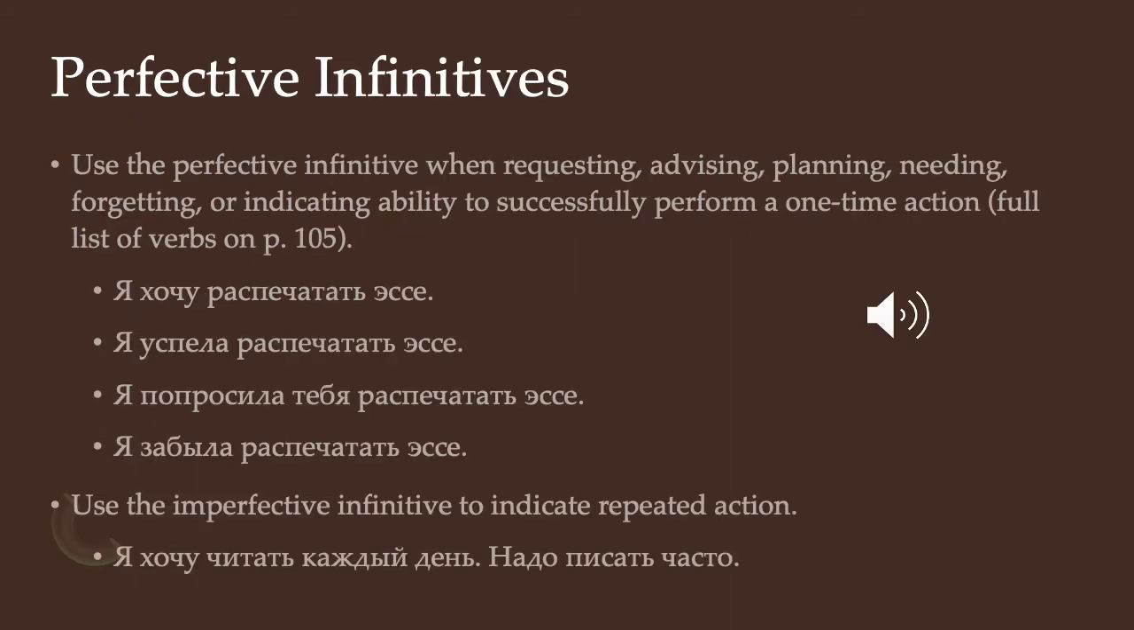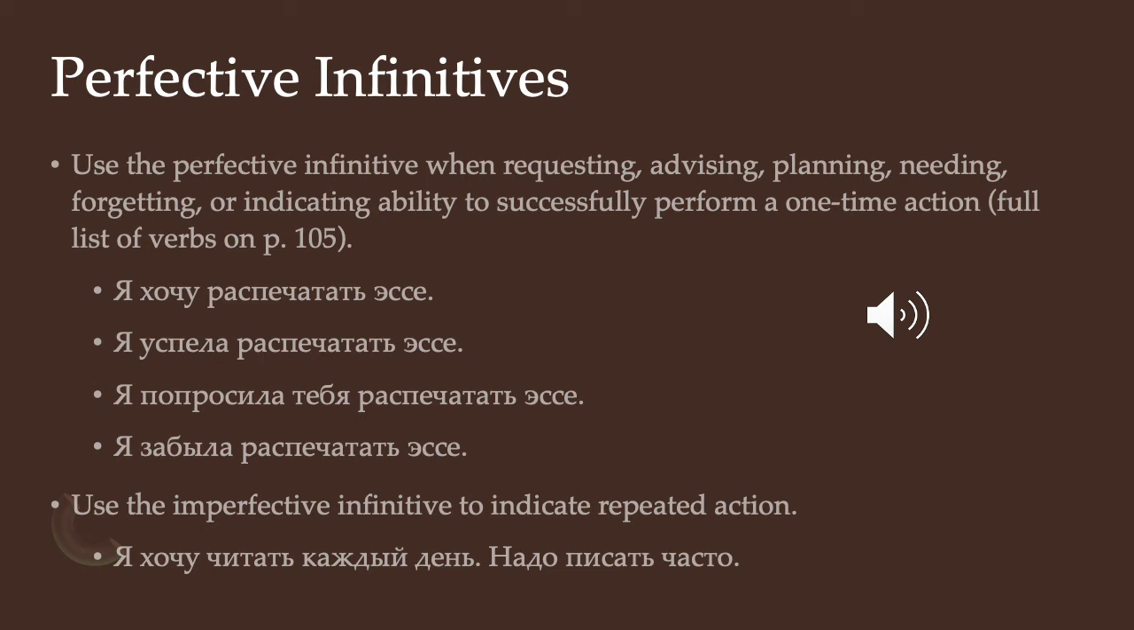Those were all uses of the imperfective infinitive. When do we use the perfective infinitive? We use the perfective infinitive when we are requesting, advising, planning, needing, forgetting, or indicating the ability to successfully perform a one-time action. There is a full list of verbs that take the perfective infinitive on page 105 of your textbook. But we could use it in constructions such as «Я хочу распечатать эссе».